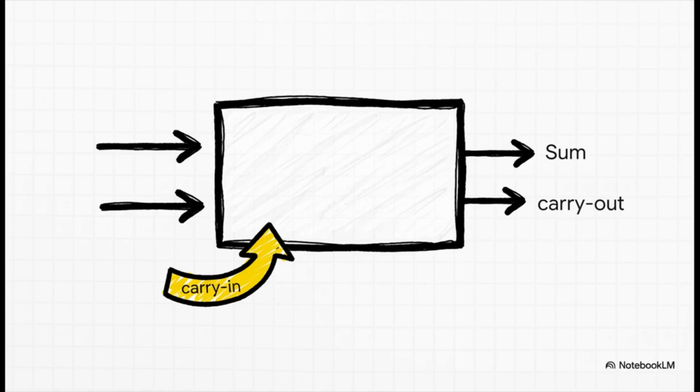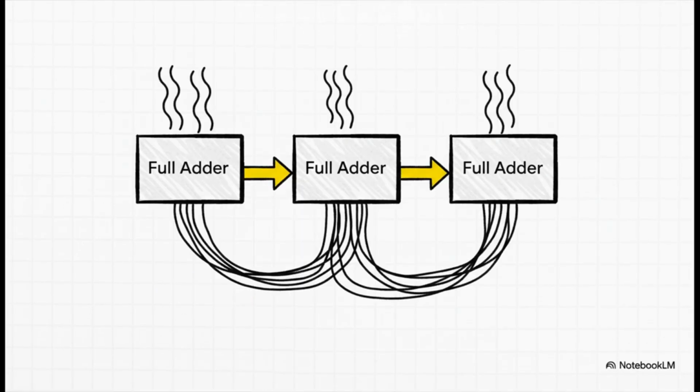Enter the full adder. This one's a bit smarter. It has 3 inputs, so it can handle our 2 main bits, plus that carry-in from the last step. And that right there is the game changer. And this is where it gets really cool. You take these full adder blocks and you just snap them together, one after another. The carry-out from the first one gets plugged into the carry-in of the next one, and so on down the line. And just like that, by chaining these simple blocks, you've built a circuit that can add huge numbers. An 8-bit number, a 64-bit number, doesn't matter. This isn't just a theory. This is literally how your computer is doing math right this second.